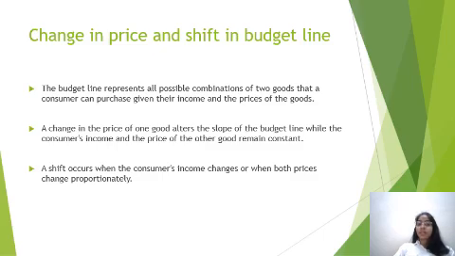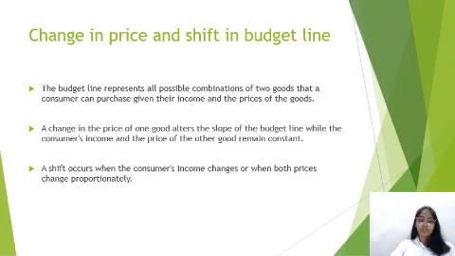But here you can see the budget line represents all the possible combinations of two goods that a consumer can purchase given their income and the price of the goods. The change in the price of one good alters the slope of the budget line, while the consumer's income and the price of the other good remain constant. A shift occurs when the consumer's income changes or when both prices change proportionately.